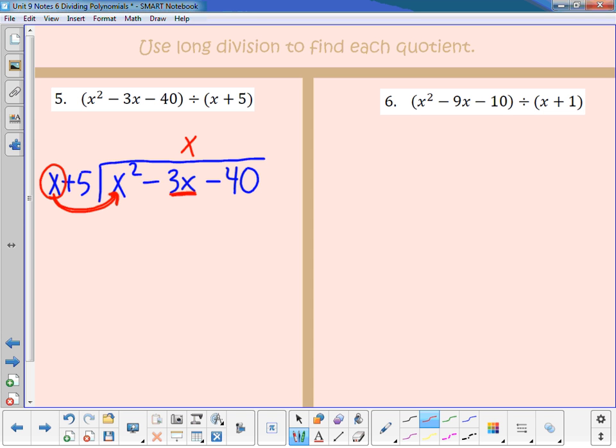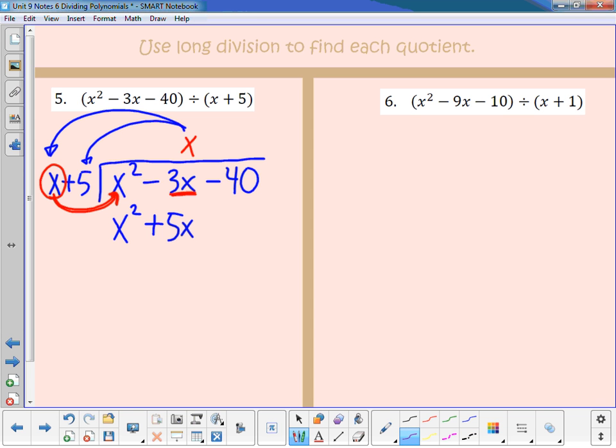Okay? And now I multiply just like I would with regular long division. I need to multiply by that. So x times x gives me x squared. Notice that it's lined up under my squared term. And multiply by the other part. x times 5 is 5x. Okay, so I took the number that I found, in this case it was an x, and I multiplied it by both parts outside.